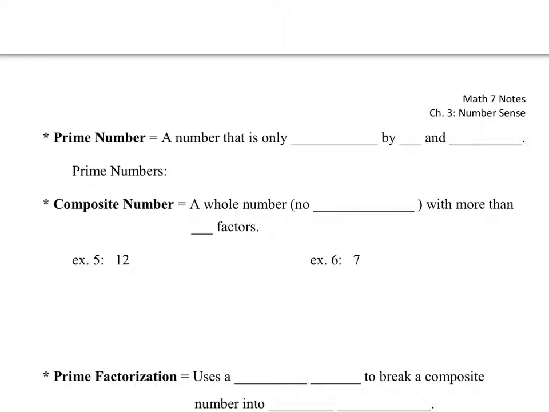Now we're going to talk about what a prime number is and what a composite number is. I still have that chart from last year. A prime number is a number that is only divisible by 1 and itself. They go on for a really long ways, but some that are really easy to remember are the numbers 2, 3, 5, 7, 11, 13, 17, 19. We keep going, right?